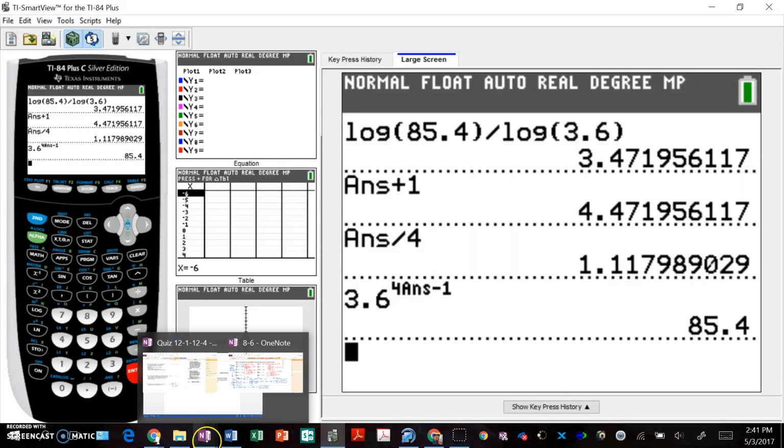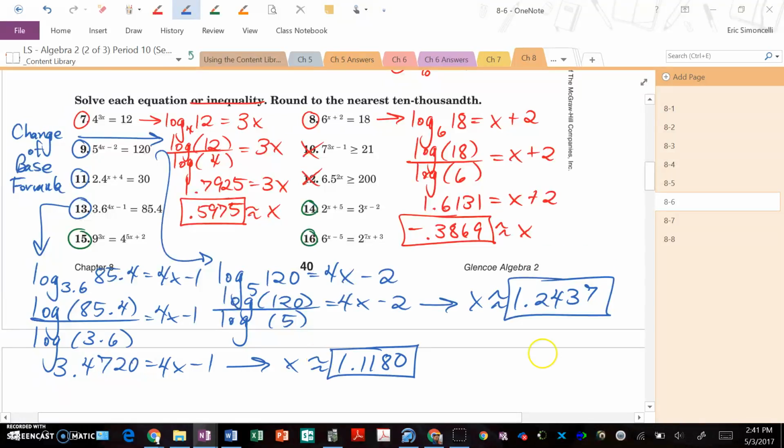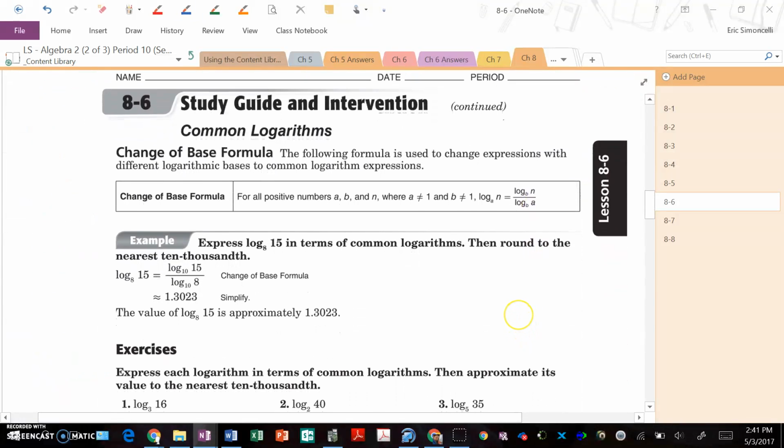To kind of finish things up here today, I'd like us all to take a look at the back side. On the back side, it does formally introduce the idea of the change of base formula and how it could be implemented. So I'll walk you through at least the example, and then your homework for tonight. The following formula is used to change expressions with different logarithmic bases to common logarithmic expressions. It is formally now referred to as the change of base formula.